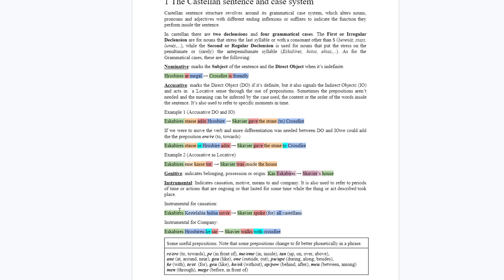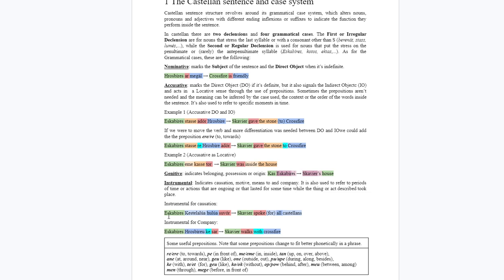For example, here instrumental for causation, so for our motives, would be Scavires, Castellalua hulua subor. Scavier spoke for all Castellans, so for the cause or for the interests of all Castellans. Here we are expressing the cause or the motive for Scavier speaking.